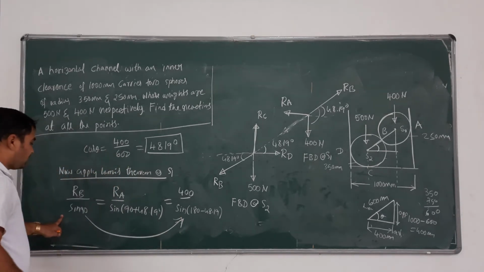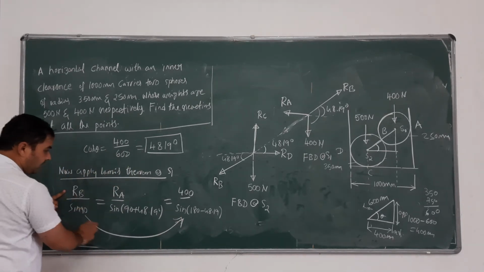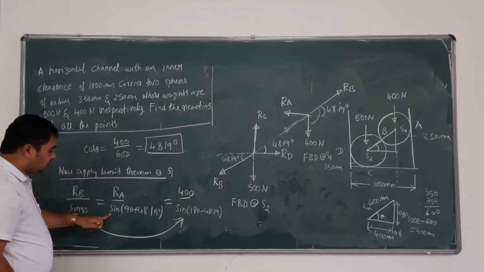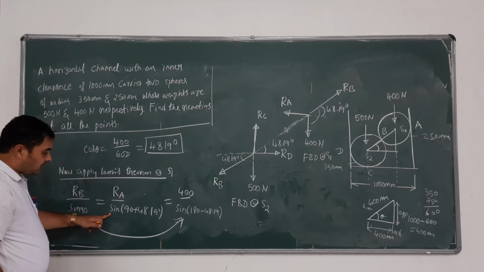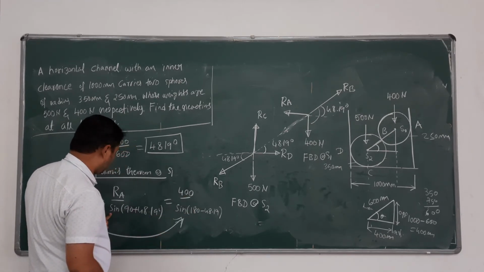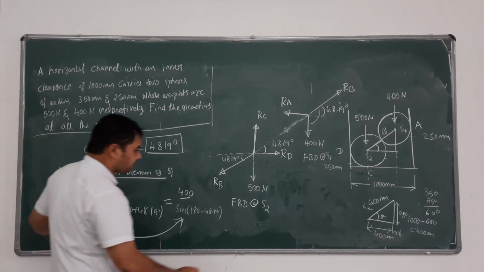From this we can calculate the values of RA and RB. Equate: RB by sine 90 equals 400 by sine of 180 minus 48.19, and RA by sine of 90 plus 48.19 equals 400 divided by sine of 180 minus 48.19. So from this, I'll write them here.